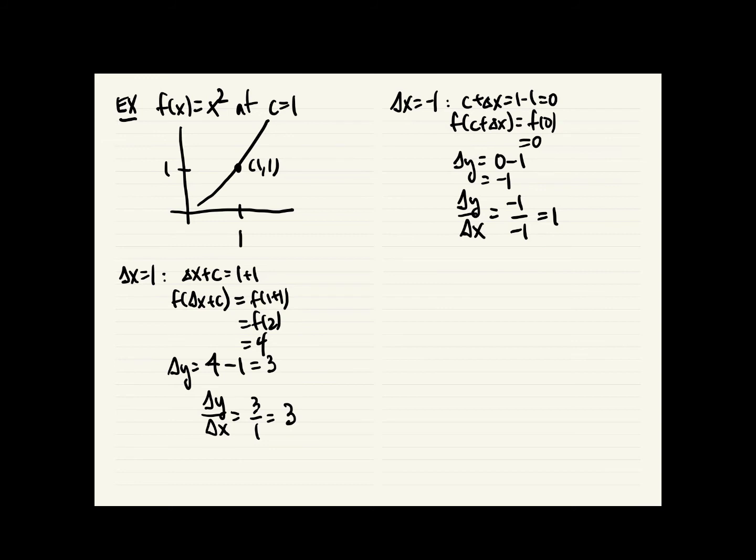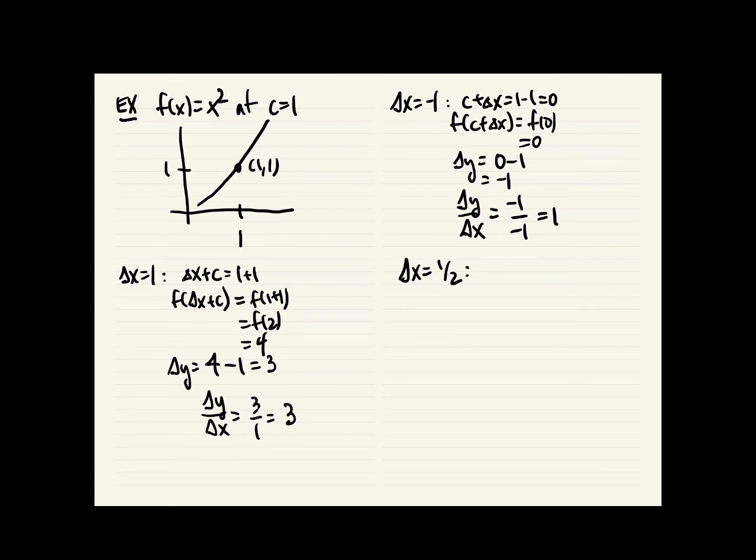So now it looks like the function, if I move to the left, isn't magnifying the change as much. It's keeping the change the same. My multiplier is 1. So I go to the right, it's 3. I go to the left, it's 1. Okay, that's weird. So let's notice something here. Let's make my delta x smaller.